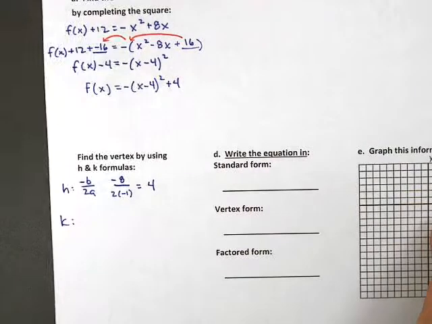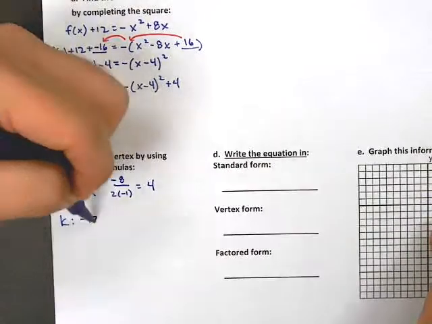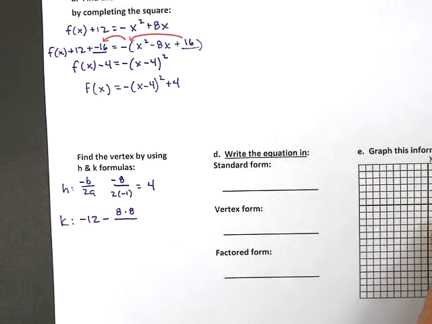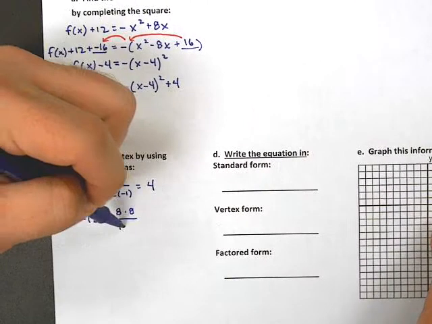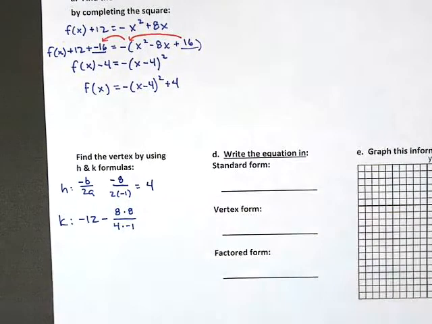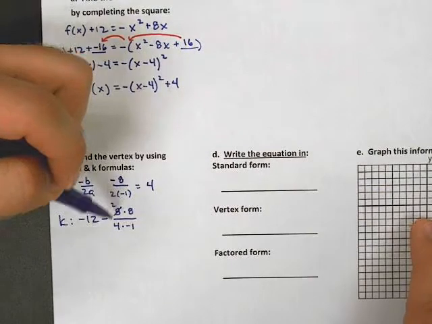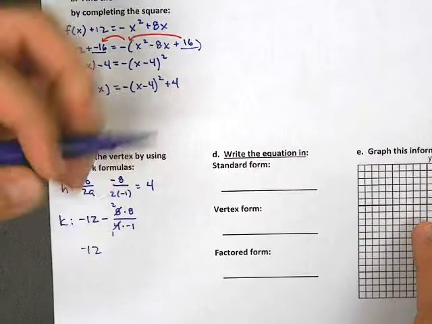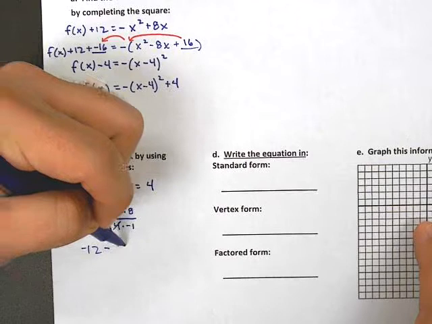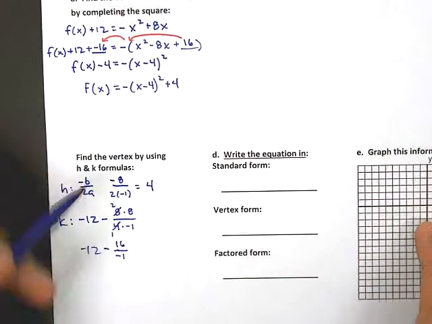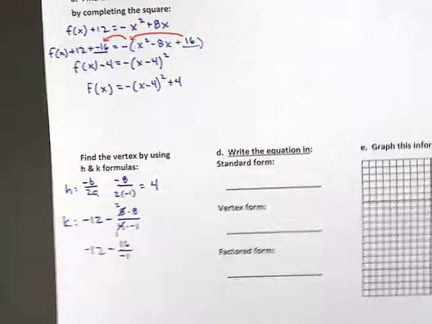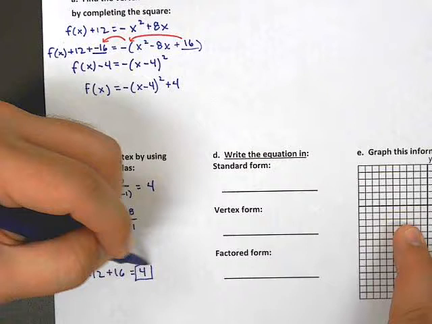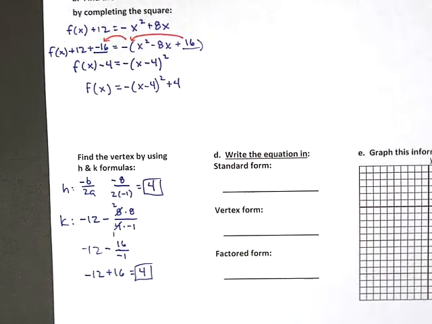And k, c minus, so negative 12 minus b squared over 4 times a, negative 1. So let's see here, 2 and 1. All right, so this looks good. Negative 12 minus 16 over negative 1. Please be very careful with your positives and negatives, because negative 12, this will be plus 16, which is 4, which is what we wanted. All right.